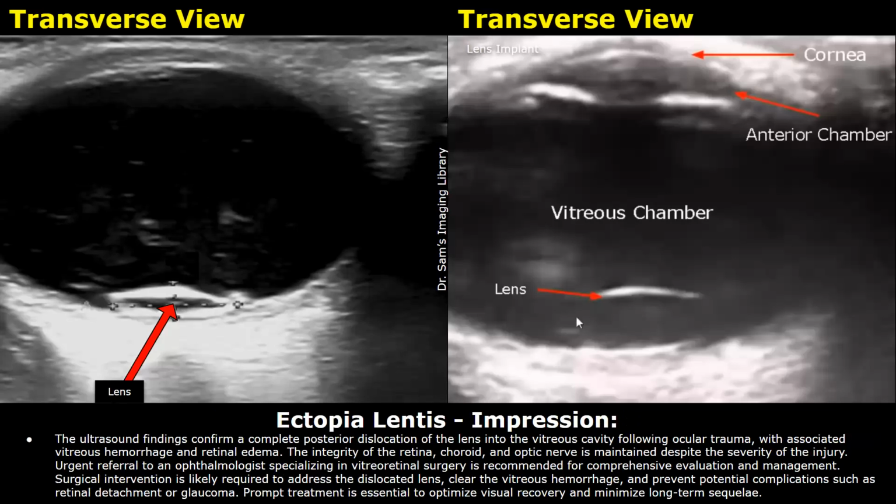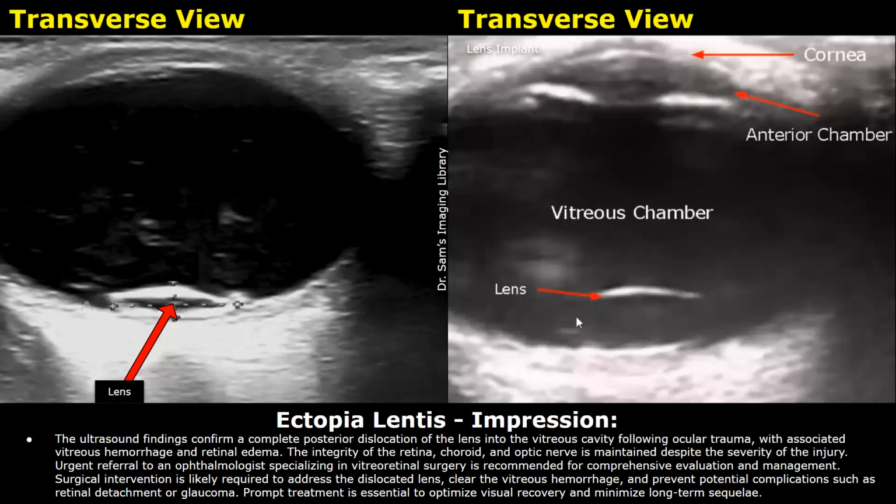This is the impression. The ultrasound findings confirm a complete posterior dislocation of the lens into the vitreous cavity following ocular trauma with associated vitreous hemorrhage and retinal edema. The integrity of the retina, choroid, and optic nerve is maintained despite the severity of the injury.